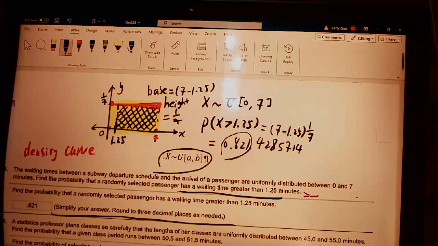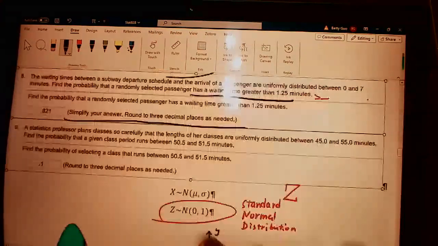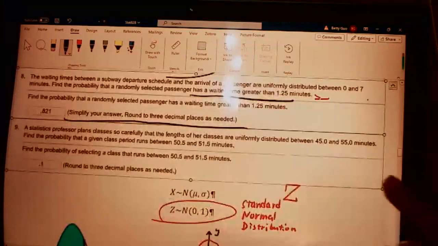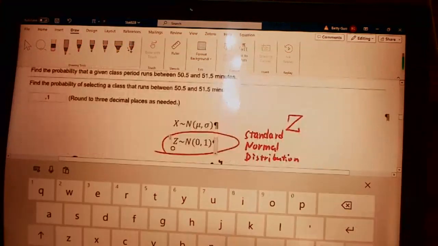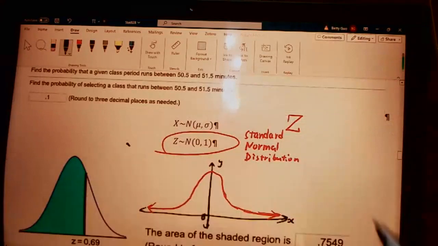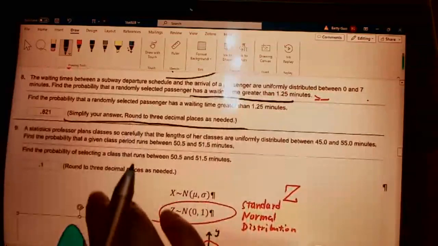Let's try one more. Number 9 is also about uniform, okay? Let's see if I can make more space. I need more space to write things. Okay, number 9.